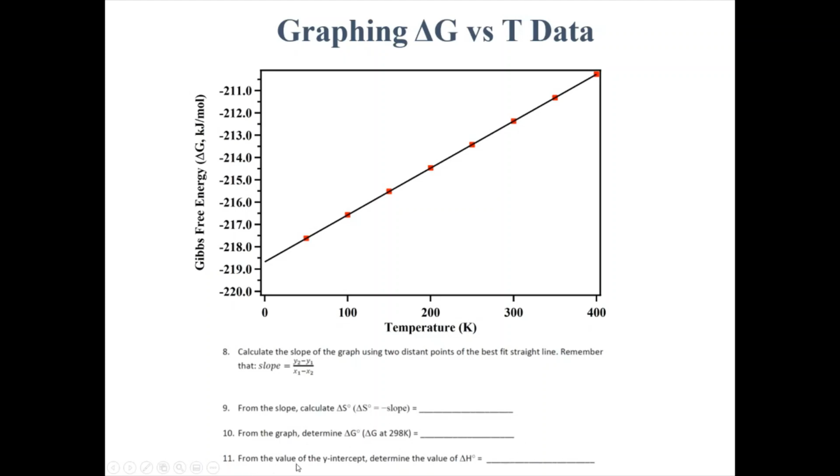Then you're also going to get the value of the y-intercept and determine from this the value of delta H. So down here where this thing crosses is going to be your value of delta H, and you're going to write that down. Now remember what the units are here, guys. All of these units are based off of this axis, which are going to be in kilojoules per mole. So just keep that in mind.